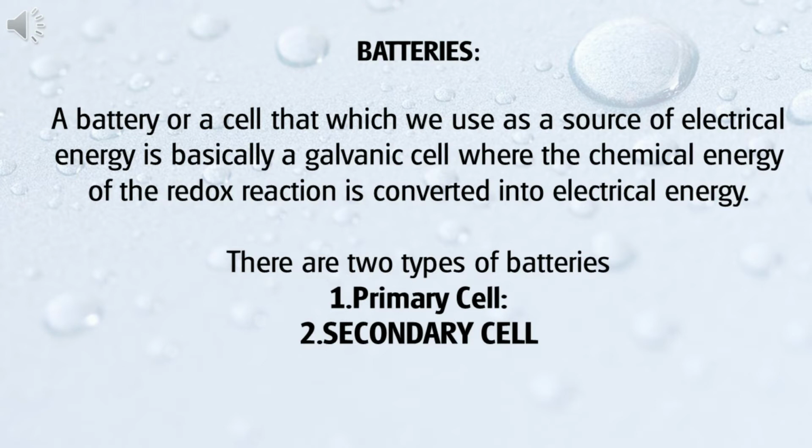Now, what is the difference between a primary cell and a secondary cell? Primary cells are those cells which can only be used once. They become dead after that and are not chargeable. The examples are dry cells and mercury cell. Secondary cells are those which can be used again and again by recharging. The examples are lead storage cell, nickel cadmium cell, lithium polymer ion cell, which is nowadays used in the mobile phones.